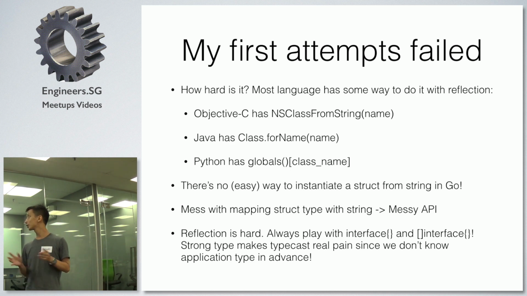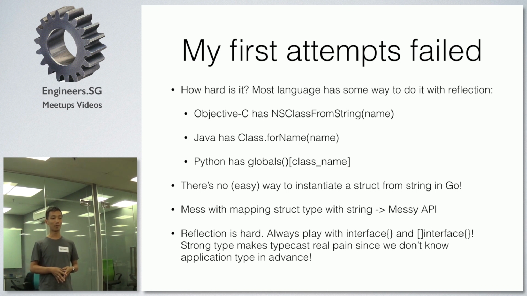Most languages have some way to do it with reflection. For example, given a string, you get a class. Objective-C has NSClassFromString, Java also has Class.forName, Python, and almost all the other languages have quite powerful reflection. My experience in Go is that there's no easy way to instantiate a struct from a string unless I mess around with it. I try to work around it, for example, by having a map where I register some structs under certain strings, and then I match. For example, I extract the article from the URL and then try to get a struct from there.